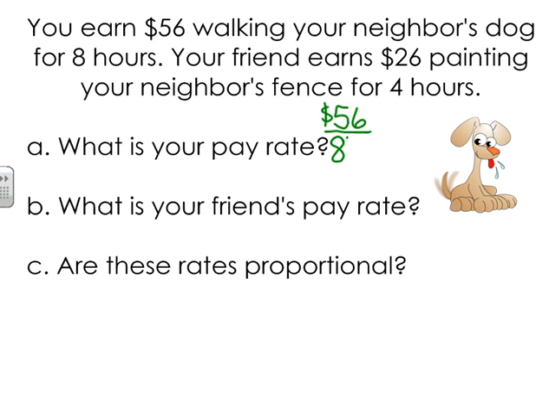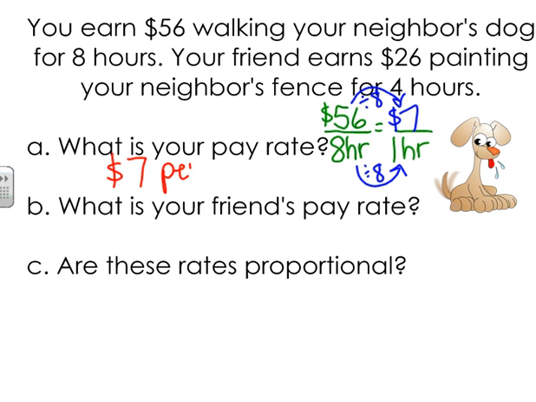You make $56 in 8 hours, and I want to know how much money you can make in 1 hour. So I'm going to set up a proportion like this, and to get from 8 to 1, I'm going to divide by 8. So in the numerator, I need to do the same thing. 56 divided by 8 is 7, so I'm going to make $7 per hour. And again, that is a unit rate. How much money do you make in 1 hour?